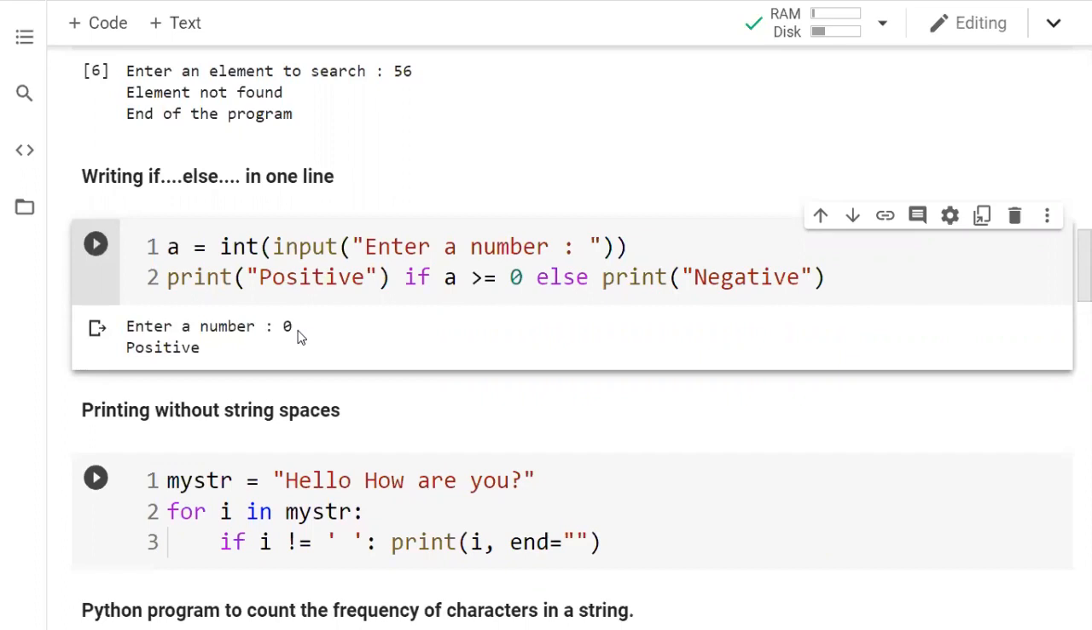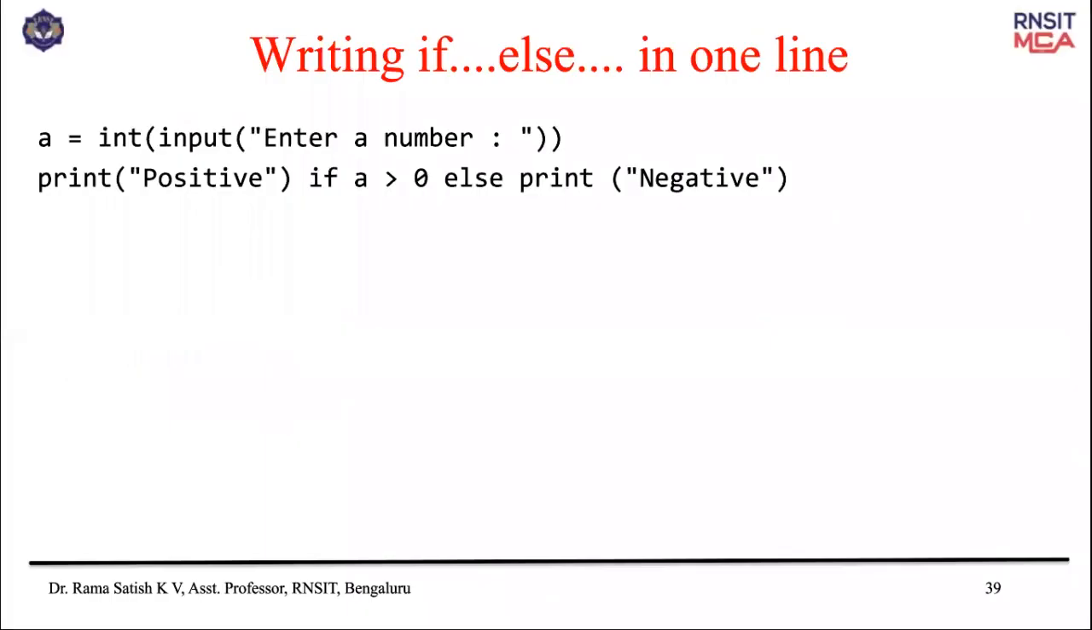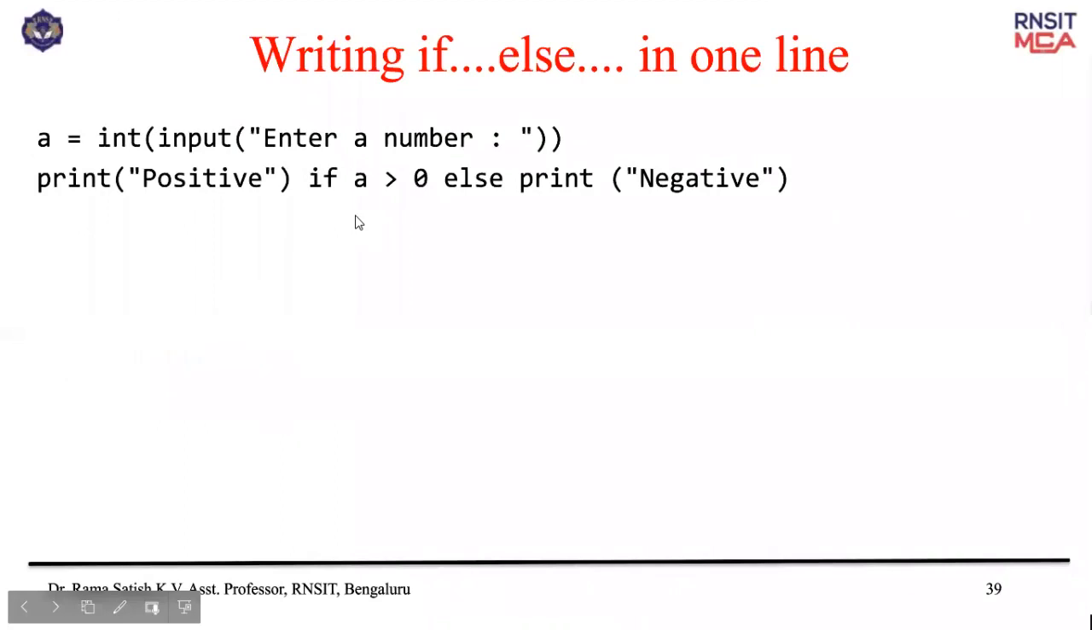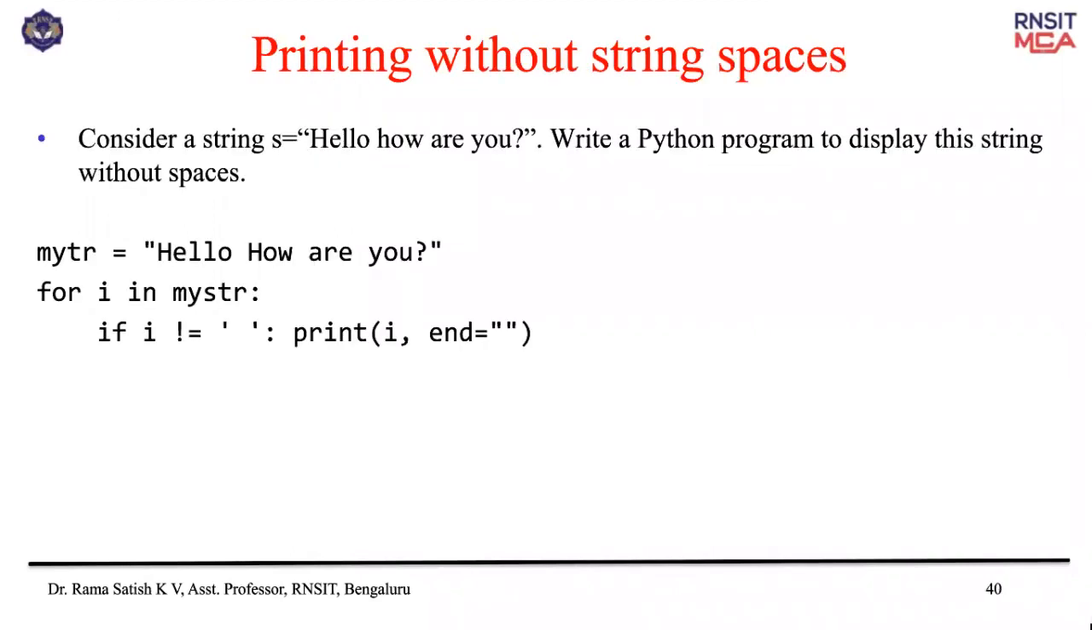So like this, with only 2 lines of code we indicate the if else statement in a single line. Okay, this is the thing that I would like to explain further. Here is another case where you are given a string s is equal to hello, how are you, and you are supposed to write the output without spaces. Hello, how are you, without spaces.